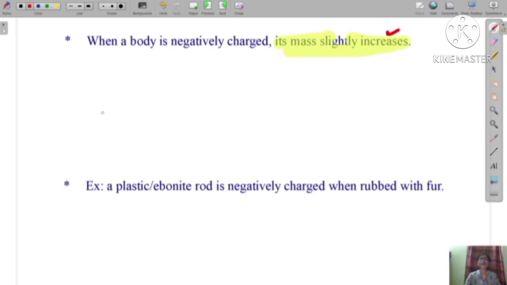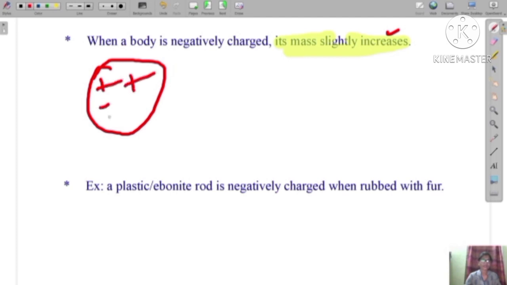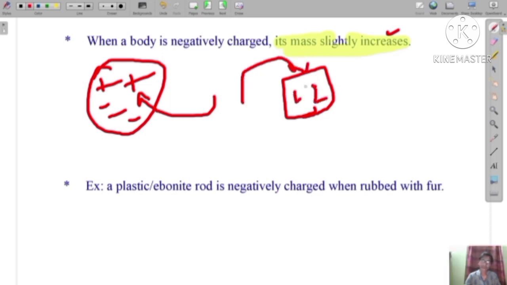See here, as we told, in this body, there were two positive charge and two negative charge. But when the extra negative charge has come and occupied the space, what happened? The mass is going to be increased. Obviously, just imagine you have some chocolate box on your hand. You are having only two chocolates. If they add two more chocolates, so totally how many chocolates are you having? 4 chocolates. Previously you were having 2 chocolates and now you are having 4 chocolates.